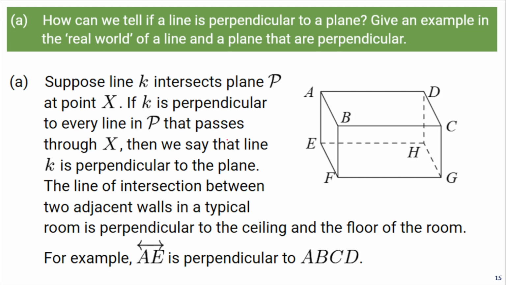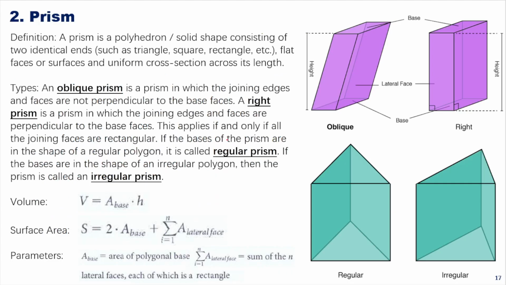Okay, so these are the basic concepts of planes. Now let's consider some 3D shapes. First, the concept of prism. By definition, a prism is a polyhedron or solid shape consisting of two identical ends, such as triangle, square, rectangle, etc., flat faces or surfaces, and uniform cross-section across its length.